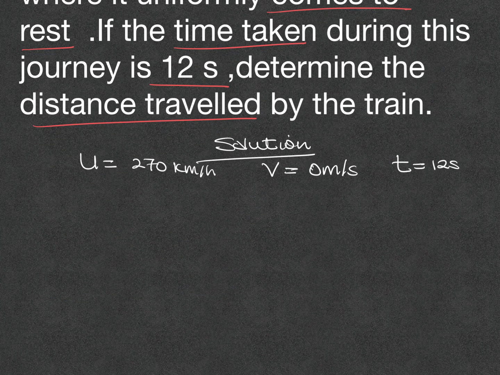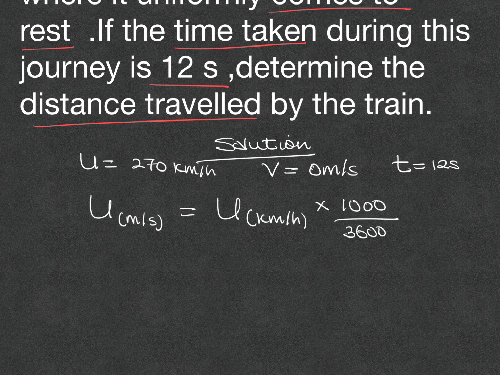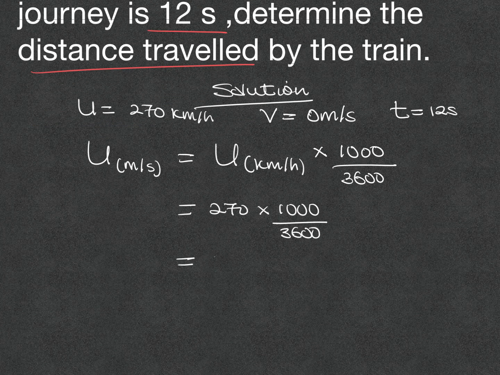So the first thing I need to do is to convert this velocity in kilometers per hour to meters per second. Okay, so I know that the speed or the velocity in meters per second is equal to the speed or the velocity in kilometers per hour multiplied by 1000, then divided by 3600. So that is going to be 270 times 1000 divided by 3600. That is 75 meters per second.